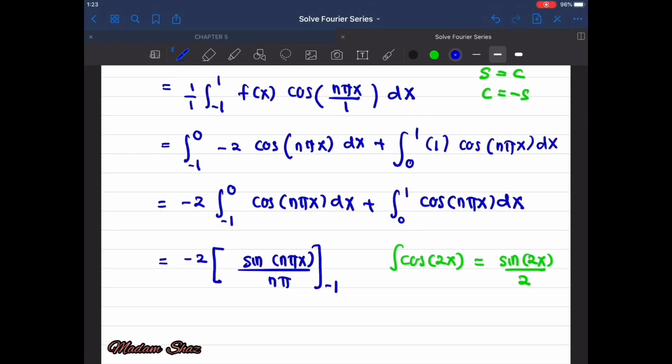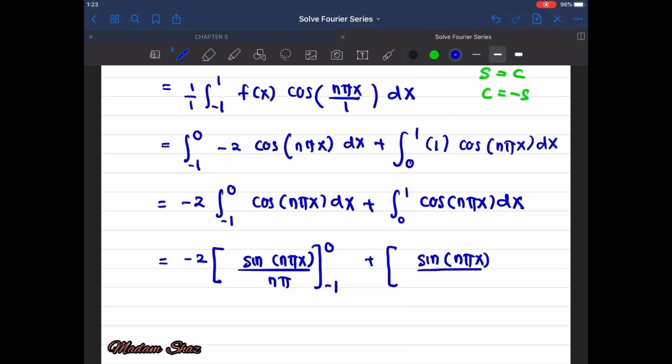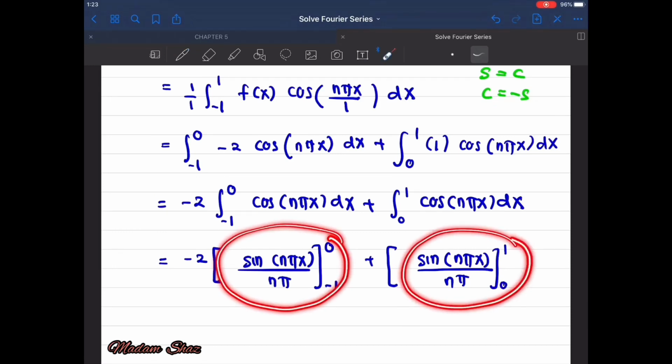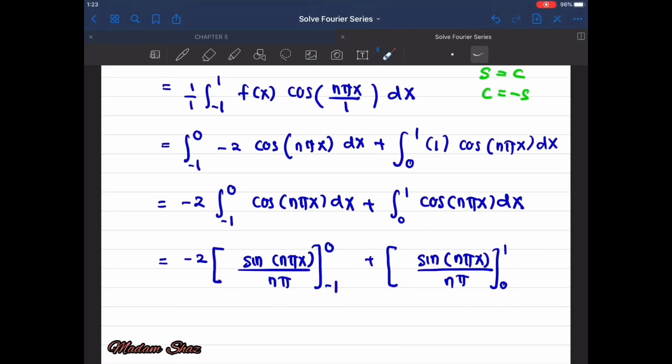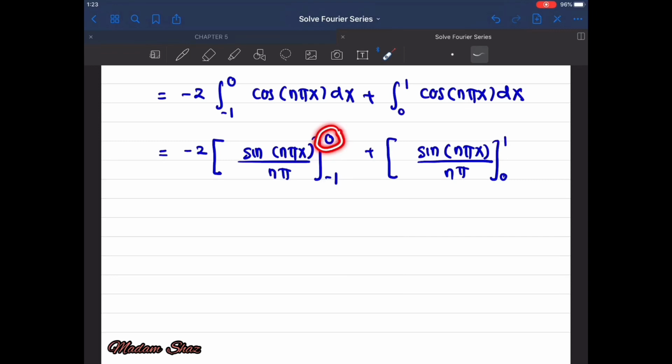The limit is from negative 1 until 0. Integrate for the second one, integrate cos n pi x, plus the same thing, this one will become sine n pi x divided by n pi, from 0 until 1. So you have to write both because the limit is not the same value. So now substitute the limit. Substitute the upper limit 0 minus the lower limit negative 1.